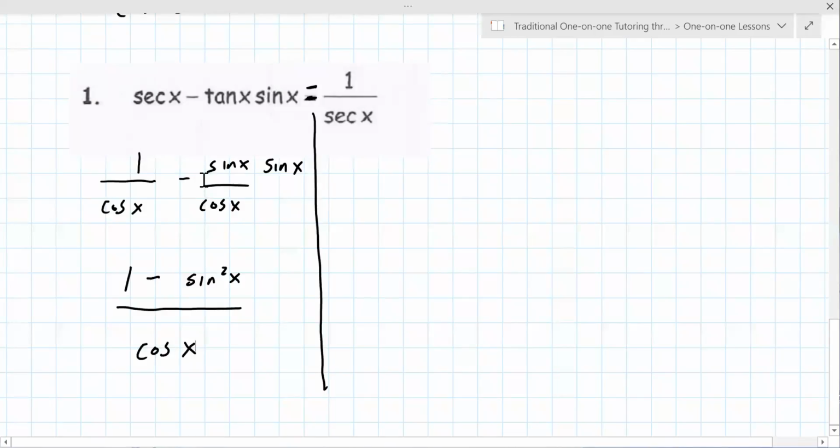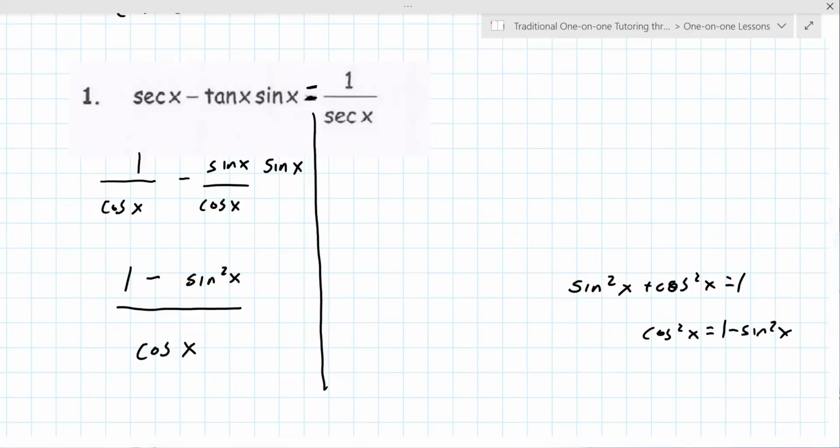Okay. So do you guys remember the Pythagorean identities? Do you have that reference sheet? So we know that sine squared x plus cosine squared x equals 1. So in this case, cosine squared x equals 1 minus sine squared x. If you have that trig reference sheet I've sent you before, that cheat sheet, you're going to use a lot of that in this part of the course.